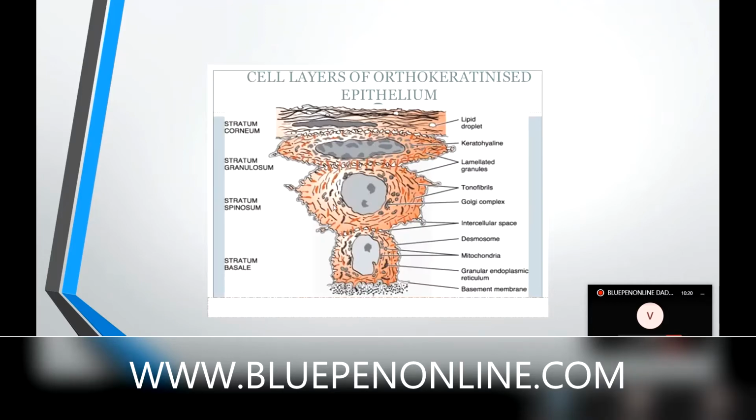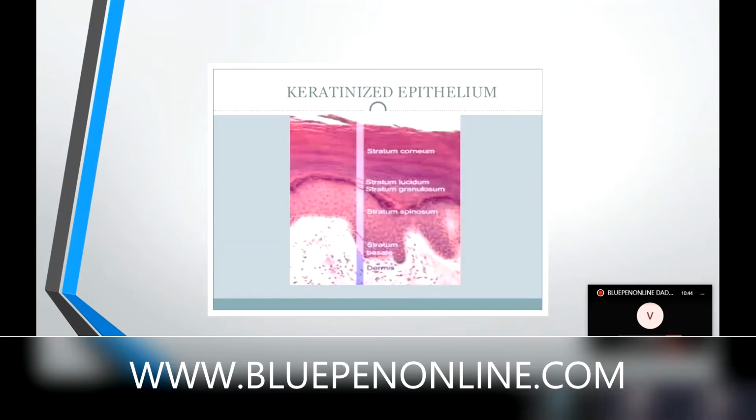See, stratum basale, what do they have? They have mitochondria, endoplasmic reticulum, the basement membrane, and desmosomes. Stratum spinosum has Golgi complex and tonofibrils. Granulosum has lamellated granules present. And stratum corneum has lipid droplets derived from keratinocytes. Now the keratin.